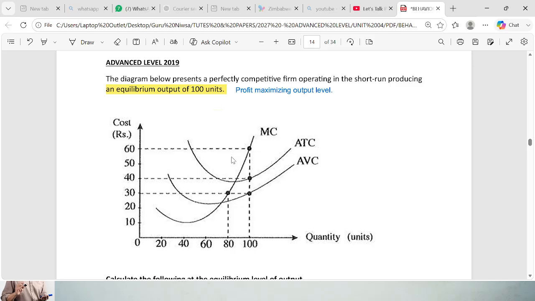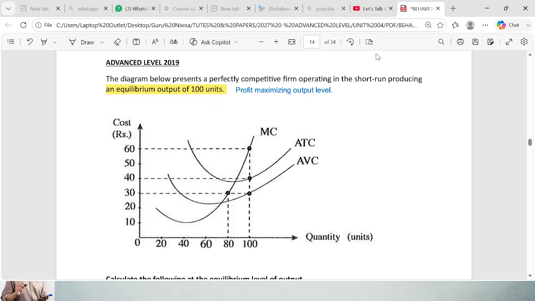Here you can't use the TR-TC approach because TR and TC curves are not given. You are given MC, ATC and AVC. So you can't use the first approach of profit maximization. You have to use the second approach, MR equal MC. At 100 units, if it is the profit maximizing output level, at this output level marginal cost and marginal revenue should be equal. Are you okay with that point?